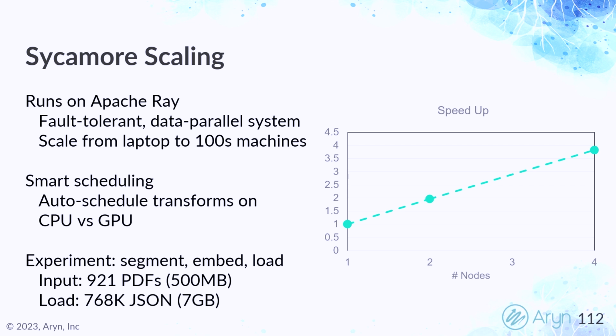This is a fault-tolerant data parallel system, and it allows you to run on my laptop, but also run across hundreds of machines. And you can see a very simple experiment where we processed about 1,000 PDFs, and you can load it into OpenSearch, and it scales linearly. Okay. The other thing that Sycamore does for you is automatically schedule these transforms on the appropriate hardware, whether it needs CPUs, GPUs, or some mix of the two types of hardware.